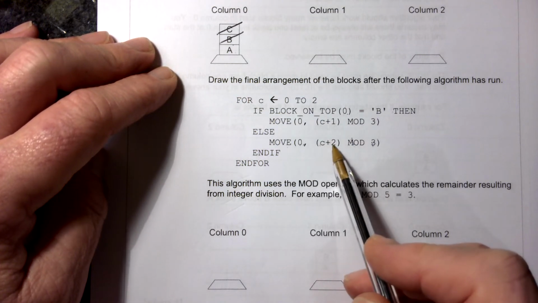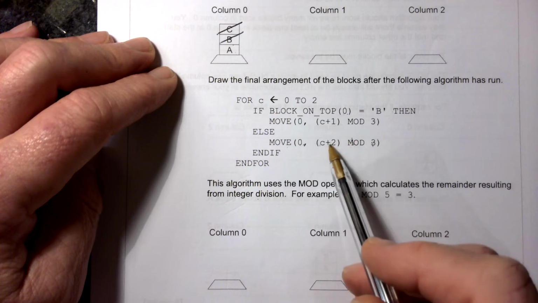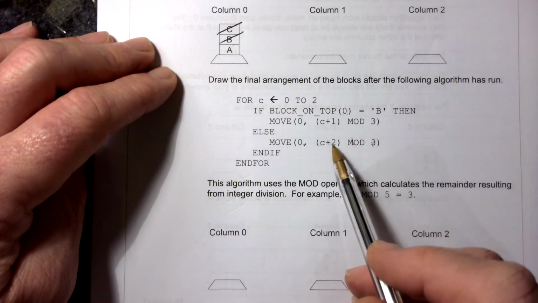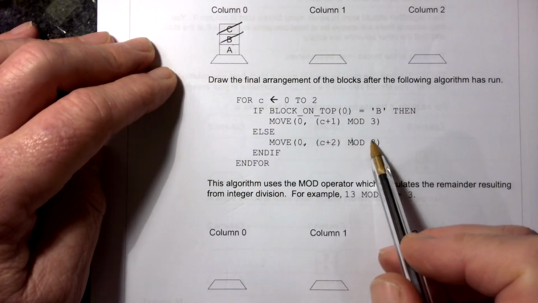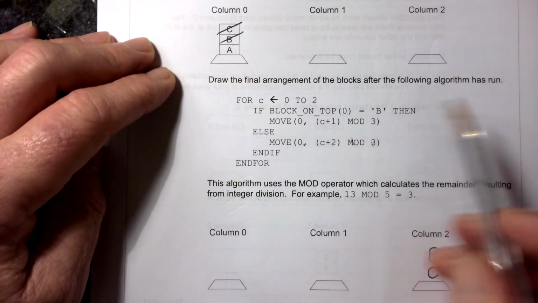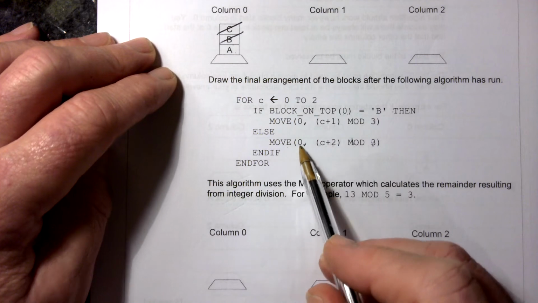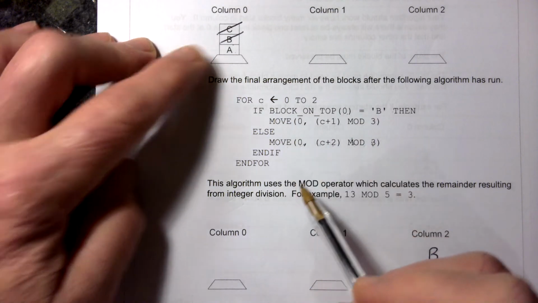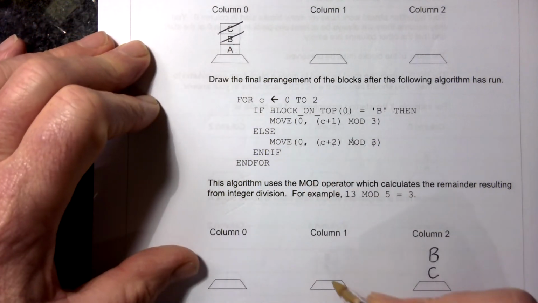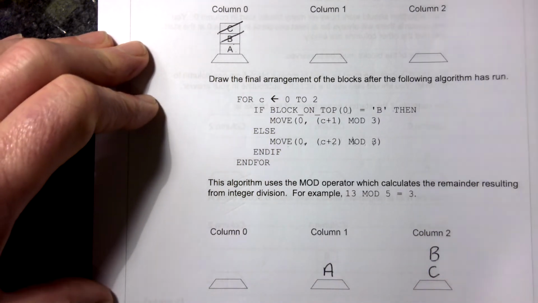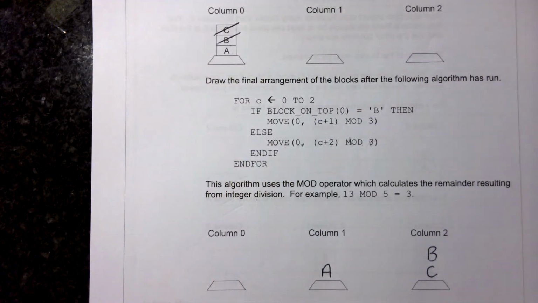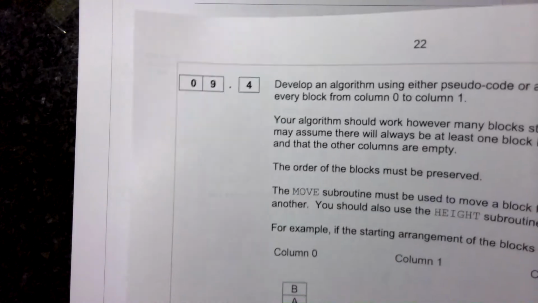2 plus 2 is 4. 4 mod 3. 4 divided by 3. There is one 3 in 4 and remainder 1. So what's the remainder? The remainder is 1. So we're going to move from 0 to 1. We move what's on there, which is A, and we move it to column 1. Done. Okay, it's done. Over the page.